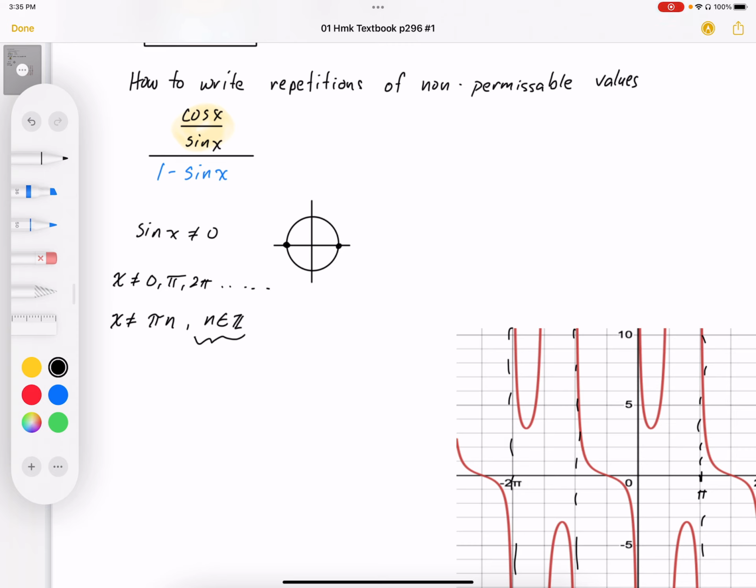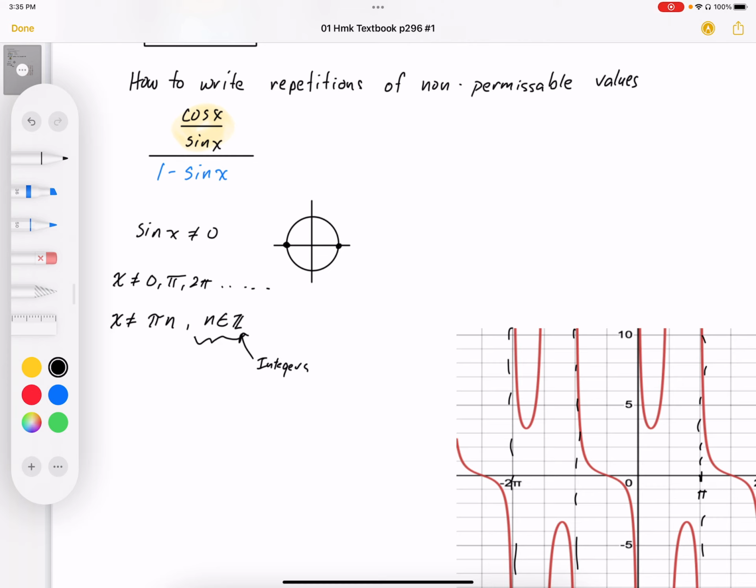So this is how repetitions are written, using this n with an element-of symbol, n being an element of Z, which looks like a Z. That represents integers, and maybe I'll make sure that's clear. That represents integers. Okay, so that's the repetitions for that.